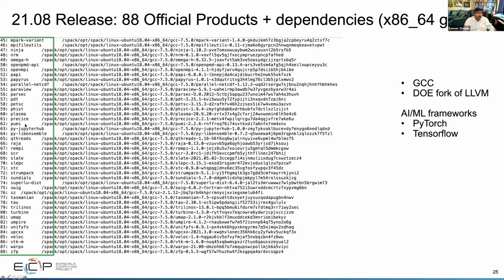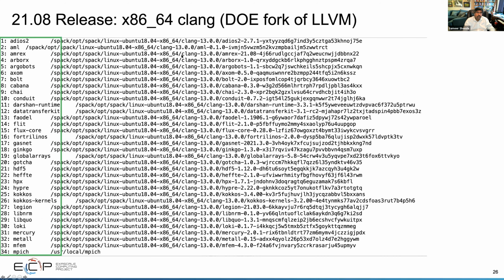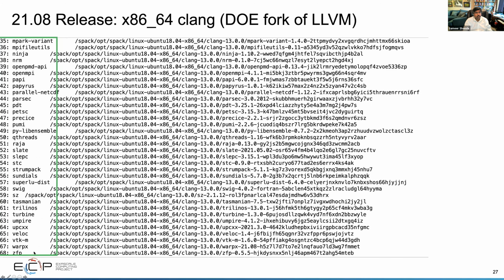So you'll notice some packages like PETSc or STRUMPACK or SUNDIALS or SuperLU or TAU or Trilinos. They are all pre-installed in these directories. Here is the set of packages using the DOE fork of LLVM, Clang 13. You'll see these 34 packages here, going all the way to 68. So we have 68 packages that we have been able to compile with the DOE fork of LLVM. We are trying hard to reach higher numbers over here.